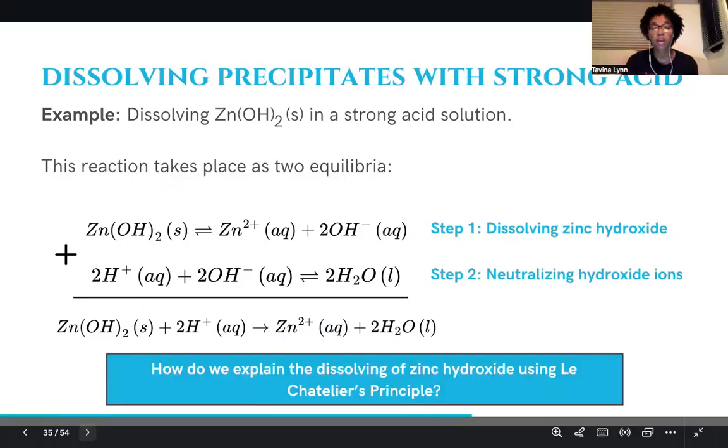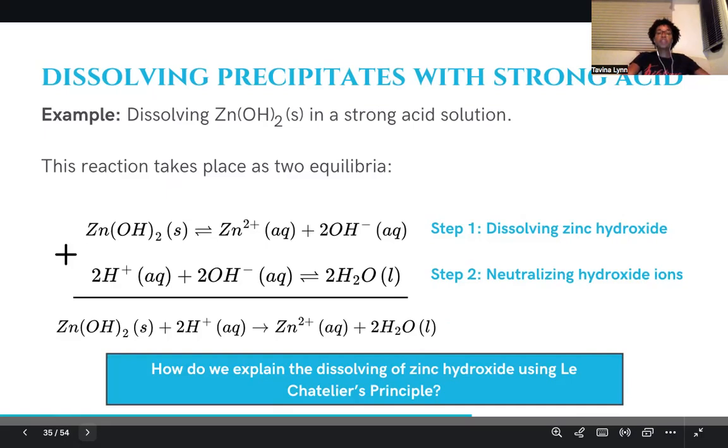Thinking about this coupled equilibria, how do we explain the dissolution of zinc hydroxide using Le Chatelier's principle? How does Le Chatelier's principle apply to this coupled equilibria? So pause this video and think about what has happened here.